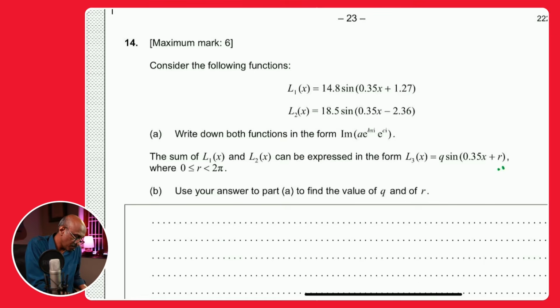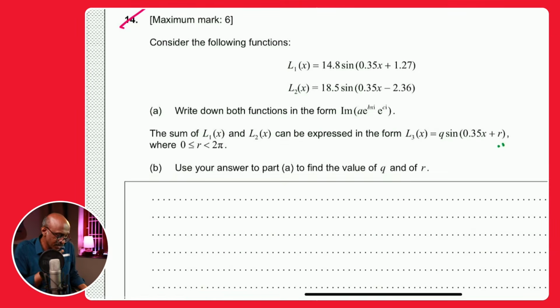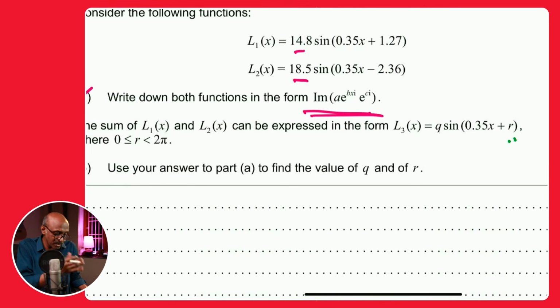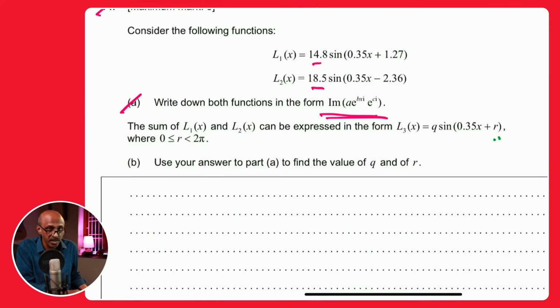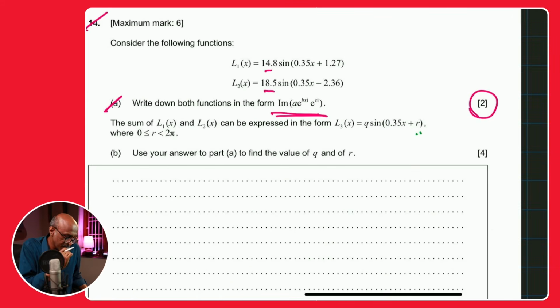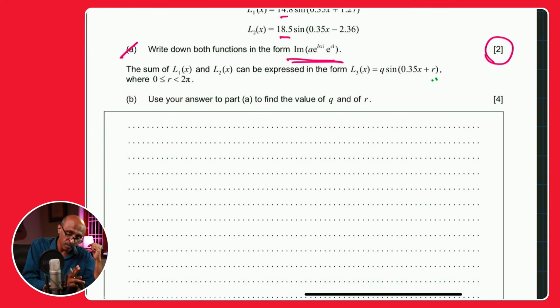All right, this is question number 14 and it says consider the following functions. L1(x) is 14.8 sin(0.35x + 1.27), and L2(x) is another function, 18.5 sin(0.35x - 2.36). They want us to write both of these functions in the form of the imaginary part of a complex number. So it's actually 2 points, and you've got to identify the complex number whose imaginary part is given in that form for L1(x) and L2(x). This is basically the polar form of a complex number, right?